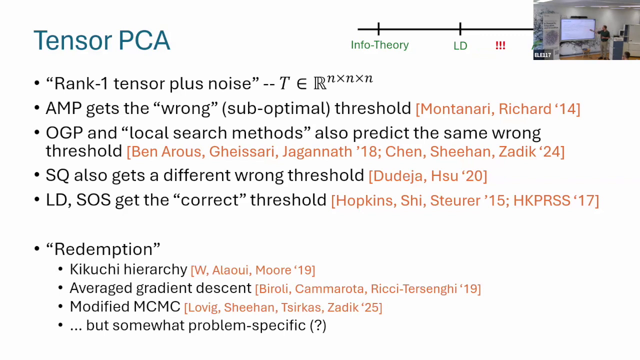And there have been various works on redeeming these approaches. Can we fix AMP to make it work on par with the best known algorithms? Can we fix local algorithms like gradient descent? Can we fix Markov chains? And it turns out, yes, a lot of these things can be done, although the fix tends to be somewhat problem specific. I think we don't have a general way to always know how to fix all these things for any given problem.